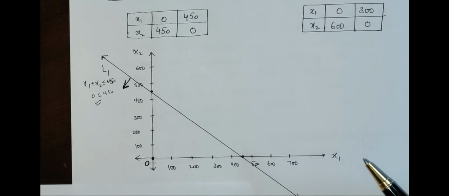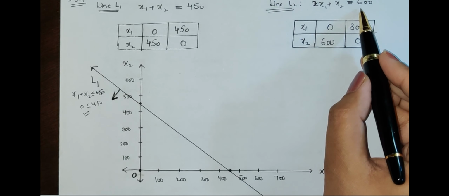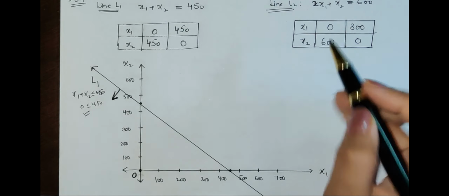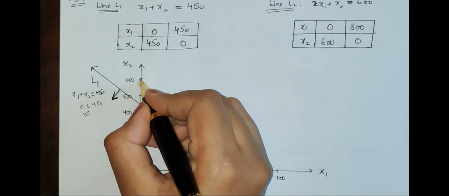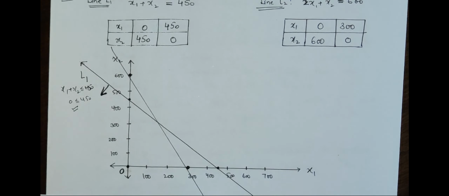Now let us come to the second part, in which we had our second line L2, 2x1 + x2 = 600, and these were the points. The first one was (0, 600), this one, and the second one is (300, 0). So I will now plot this line. So now I have plotted my second line.